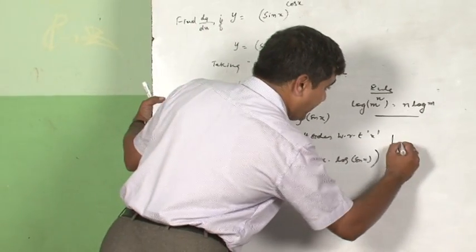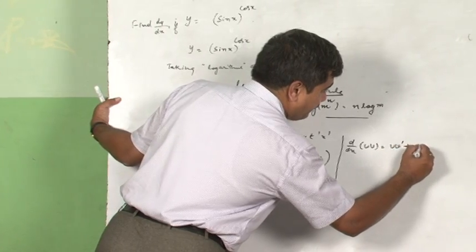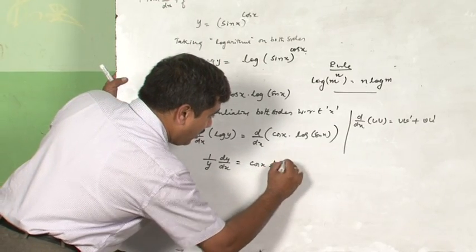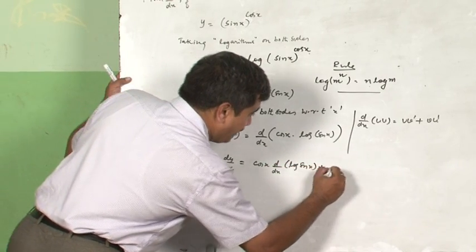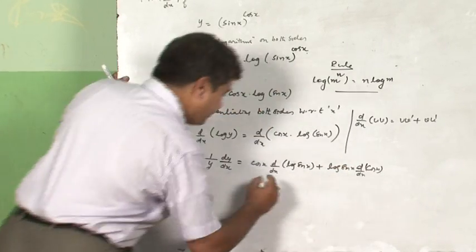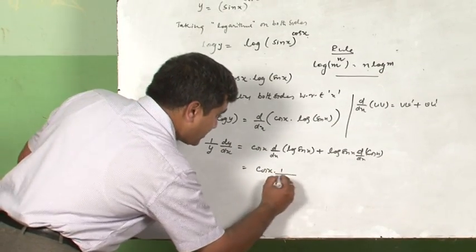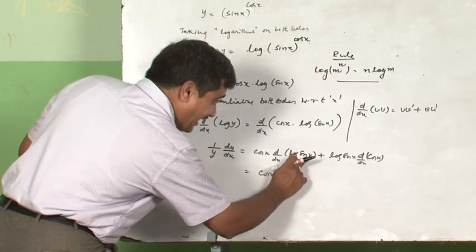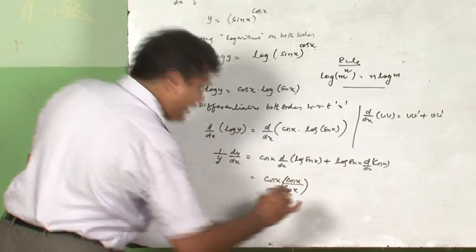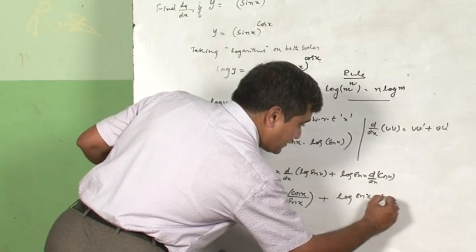Differentiating log y gives 1 by y, dy by dx, is equal to, it is a product rule. Product rule is d by dx of uv is equal to uv dash plus vu dash. That means cos x times the derivative of log sin x, plus log sin x into d by dx of cos x. Differentiating log sin x is like a function of a function. First log is differentiated, you get 1 by sin x. Again differentiating sin x gives cos x.